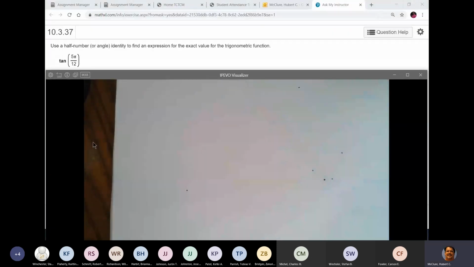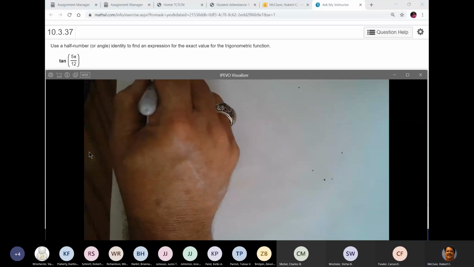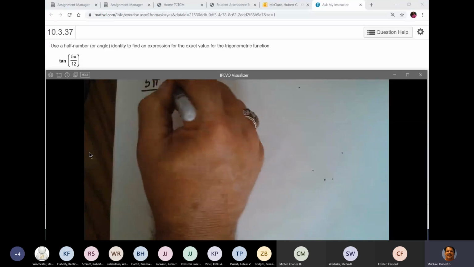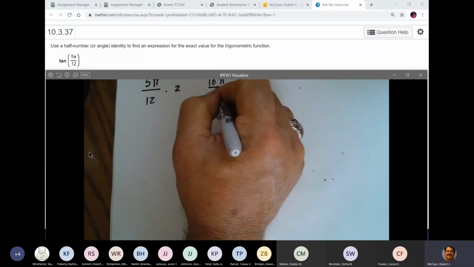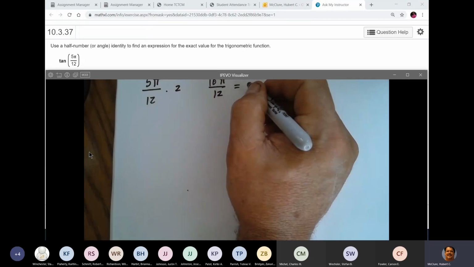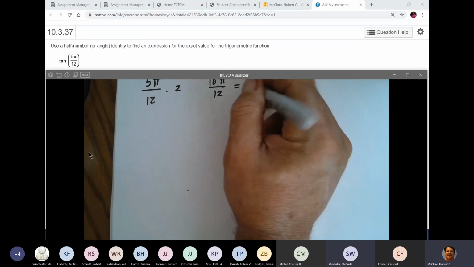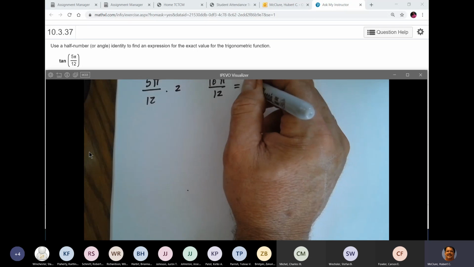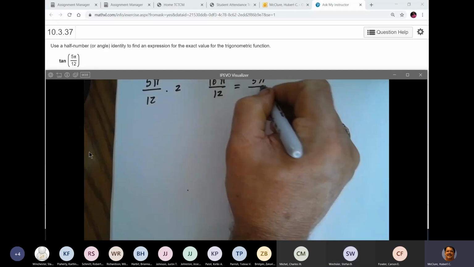So we know that 5 pi over 12, we're using a half number. So 5 pi over 12 multiplied by 2 is going to give you 10 pi over 12, which is equal to, we just did this one. Did we not just do this one? We did the sine. Okay. Well, you got to pull up the half angle for the tangent. Yes, sir. Okay, so that'd be 5 pi over 6.